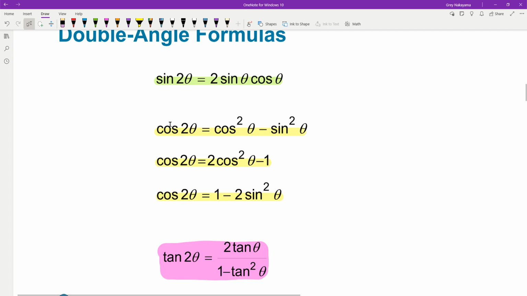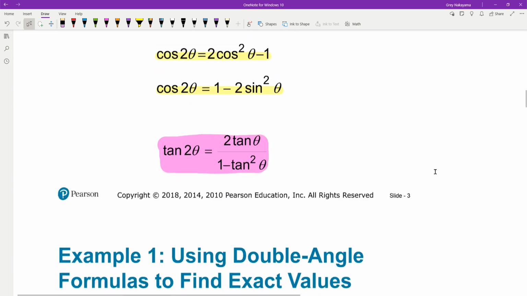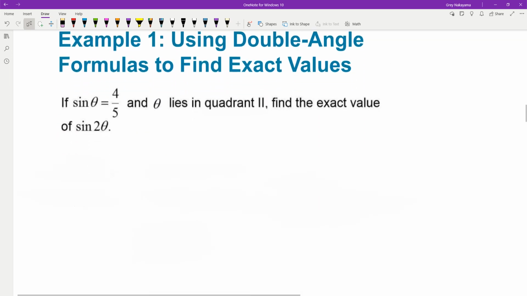These first 3, y'all, are all coming from the ones we just did, which is the sine of theta plus theta, cosine of theta plus theta, or the tangent of theta plus theta. So if you want to know more about where they come from to help remember, I'll be happy to show you. Come see me. All right, so this first example, like I said, follows the model we've been doing.